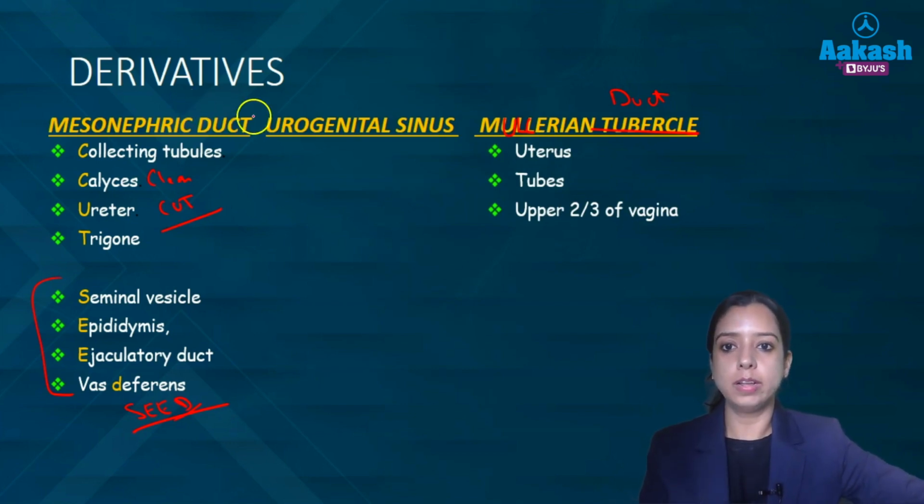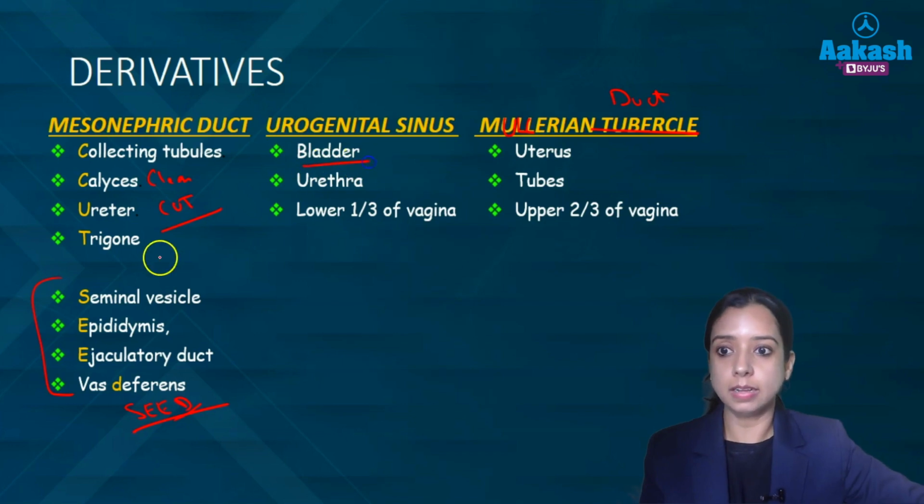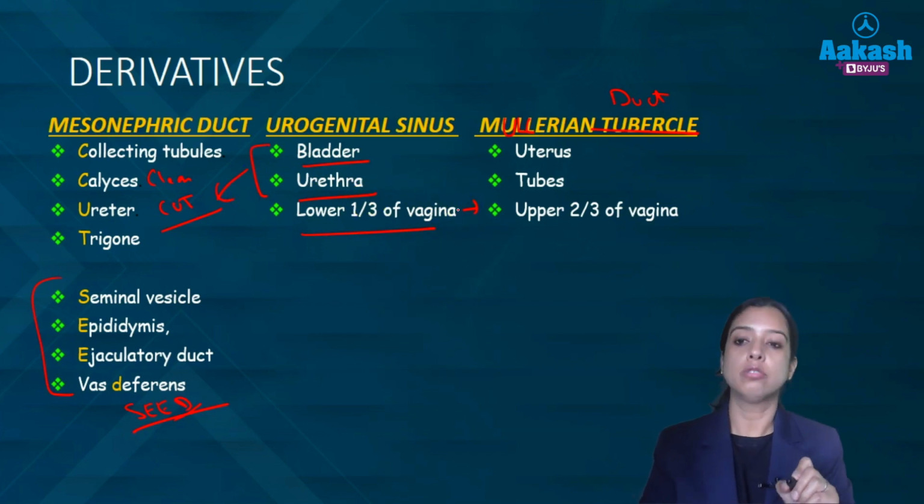Now, let's see what the urogenital sinus contributes to. After trigone, the renal system is incomplete. And here also, after the upper two-thirds of vagina, who is forming the lower part? The urogenital sinus. So, urogenital sinus forms the bladder except the trigonal area, urethra and the lower one-third of vagina. That is how it's contributing to the renal system and the female genital system both. So, these three form your urogenital system.